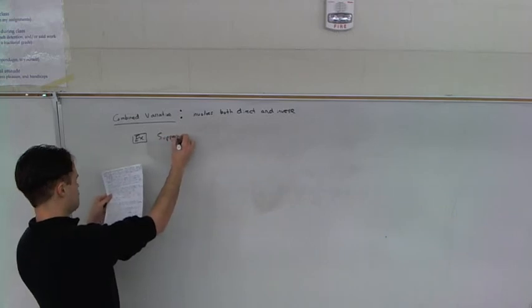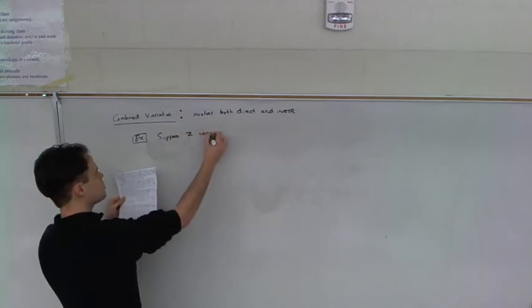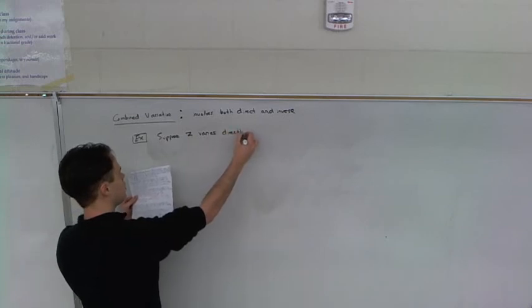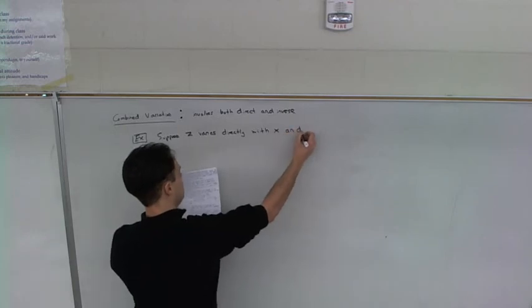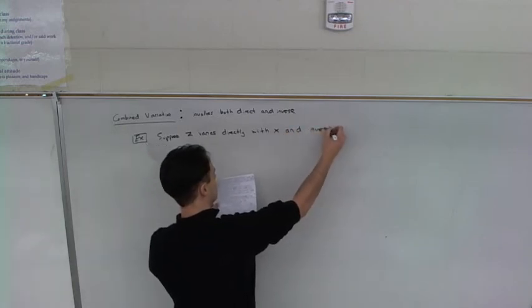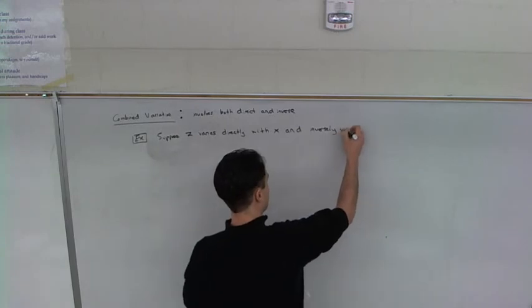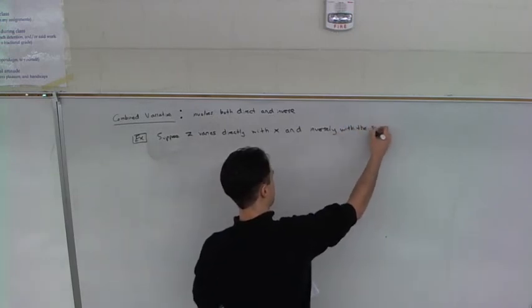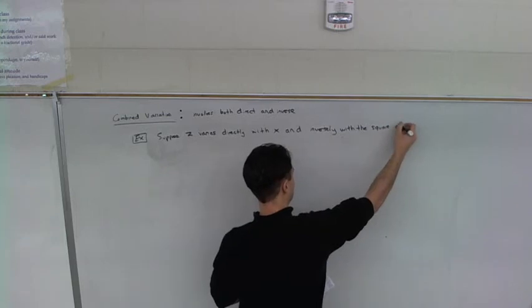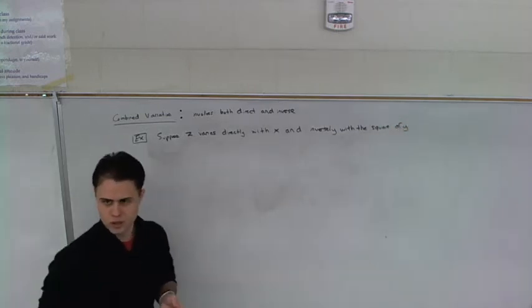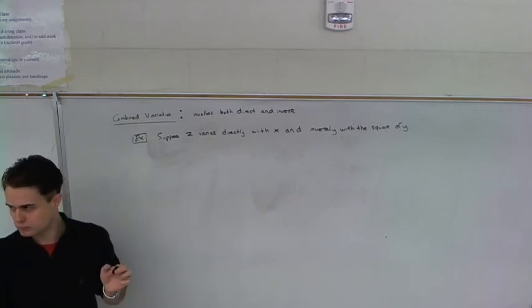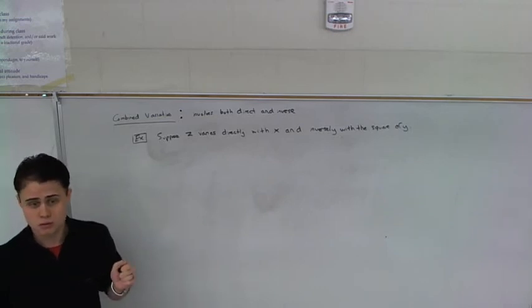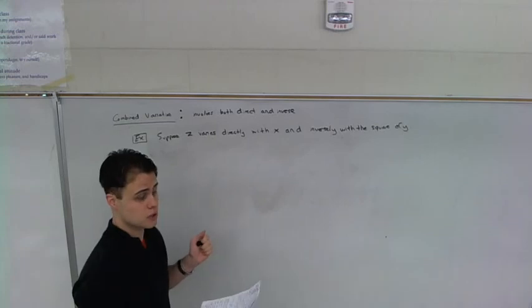Let's say suppose Z varies directly with X and inversely with the square of Y. You have to be careful, there could be other keywords here. What's the new keyword in this one? Square. So the variables don't have to be linear variables.